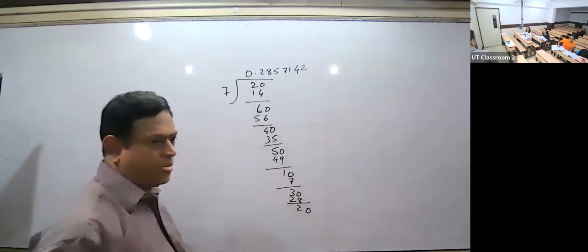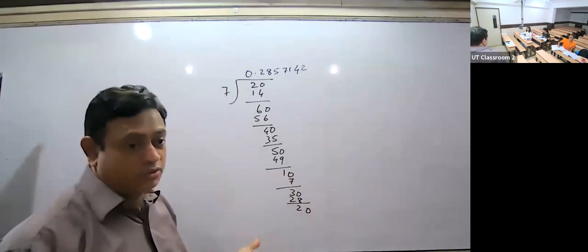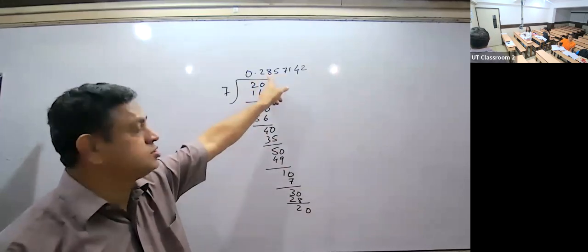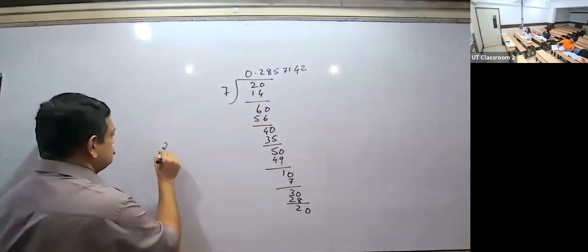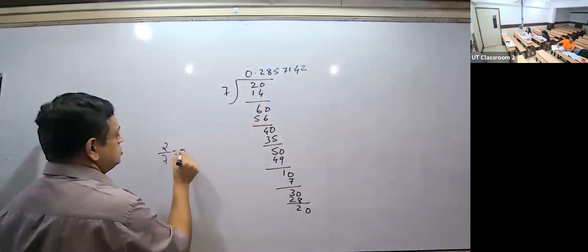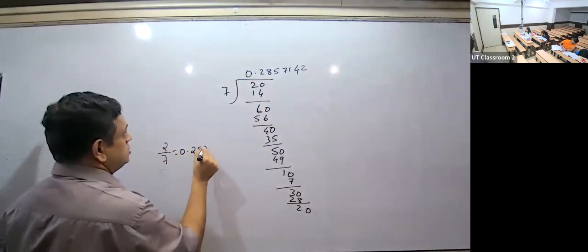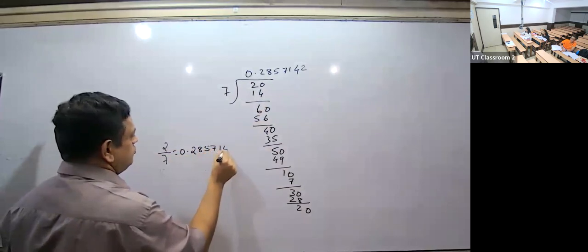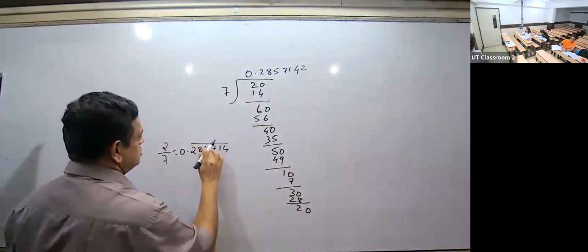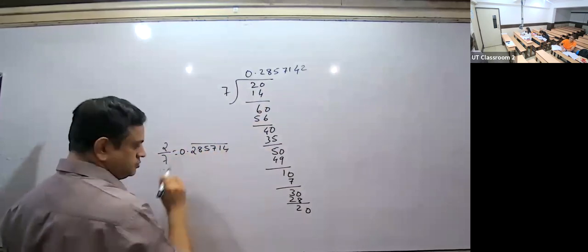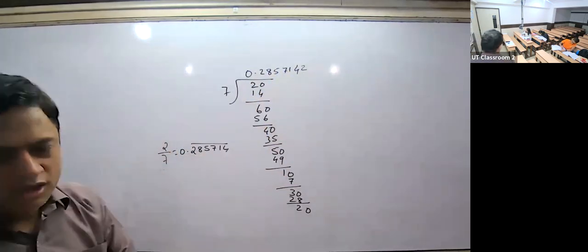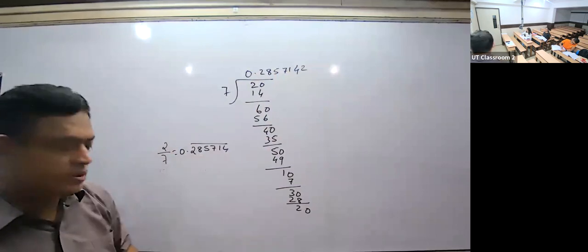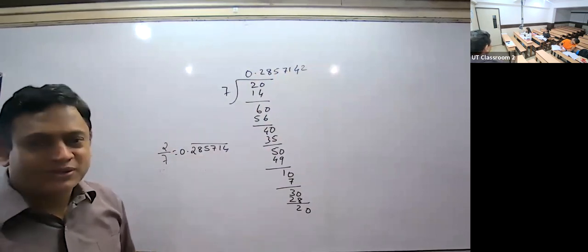So we have to see until where. Now see, it has come again, it is recurring. So what is your answer? 2/7 is equal to 0.285714 recurring. 2 is already started, it is repeating again.